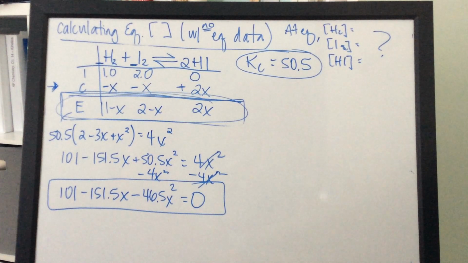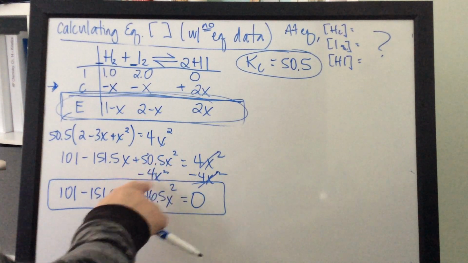How in the world am I going to factor that? We're not going to factor it. The only way that we're going to be able to solve this is by using the quadratic formula, okay, to solve for x. And so this is a positive. Oh my gosh, I'm so sorry. Positive 50.5x minus 4x. Okay.